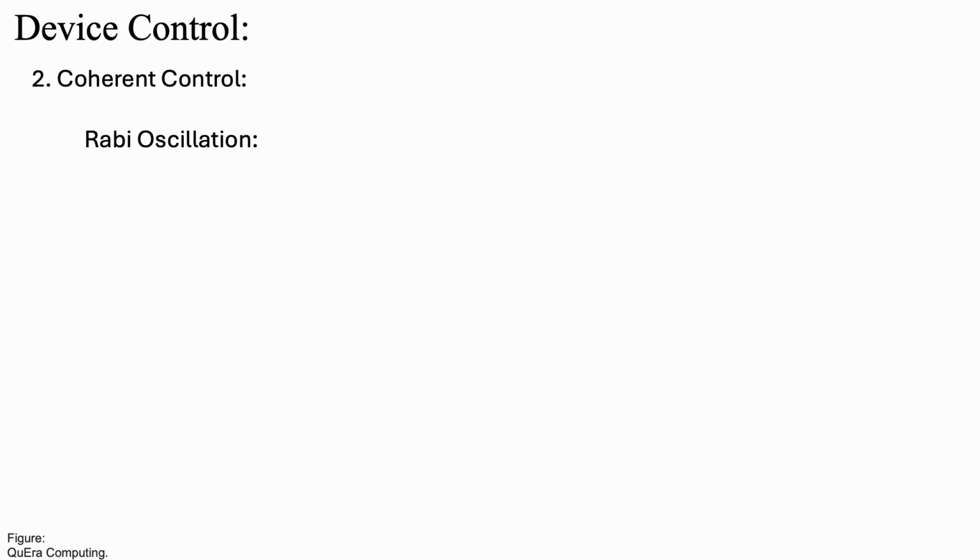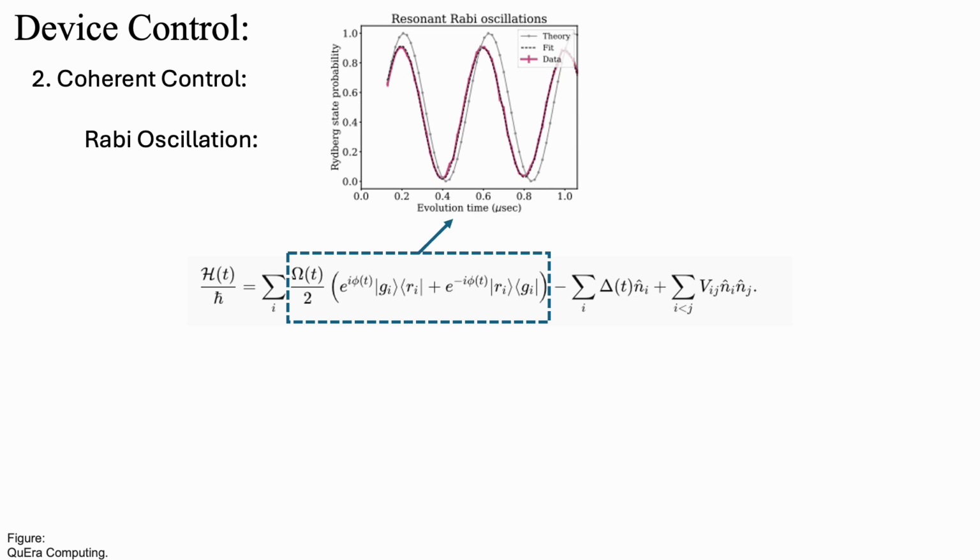The second step is the coherent control. Here, I show the Hamiltonian of the system. It has three terms. On the left-hand side is the Rabi oscillation term, which is governed by the amplitude omega depending on t. In the parentheses, we have an operator related to the ground state and Rydberg state. Using these operators, we can achieve the resonant Rabi oscillation as shown in the pictures.